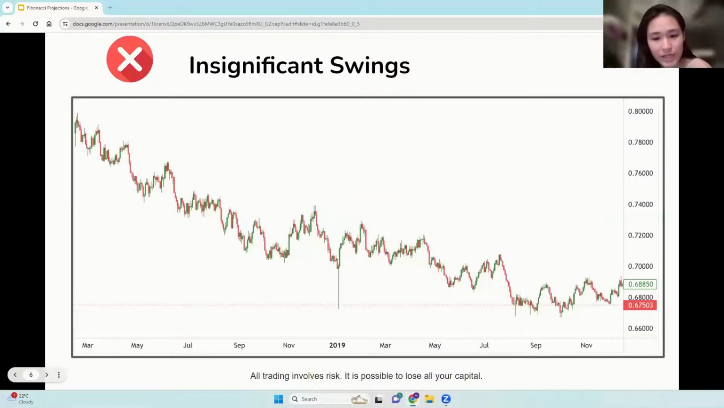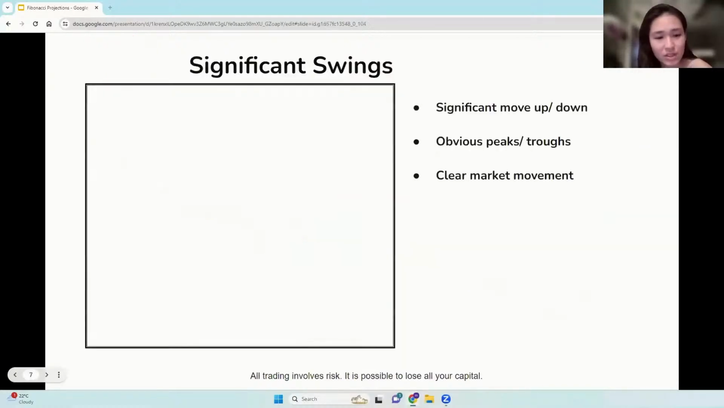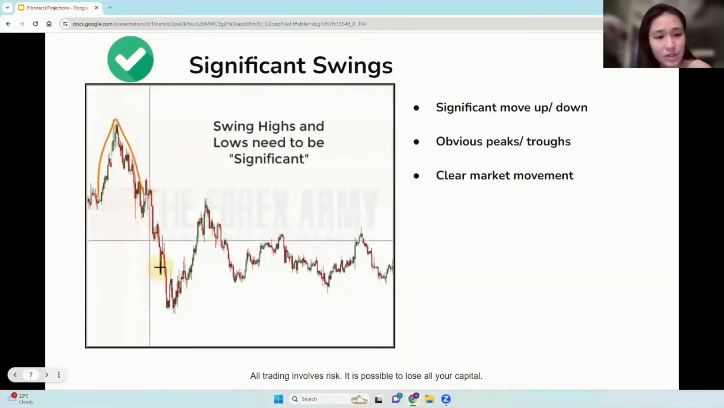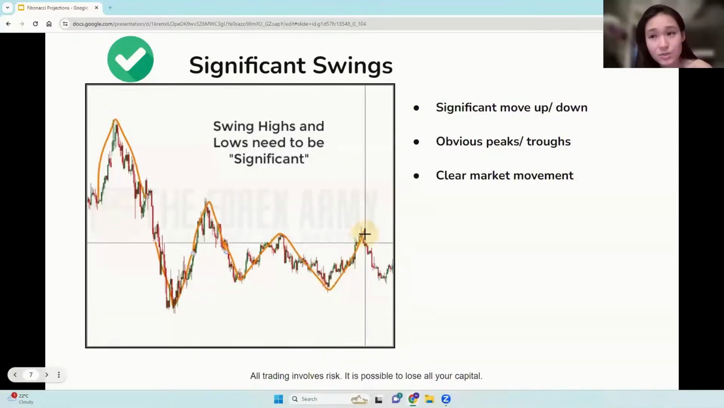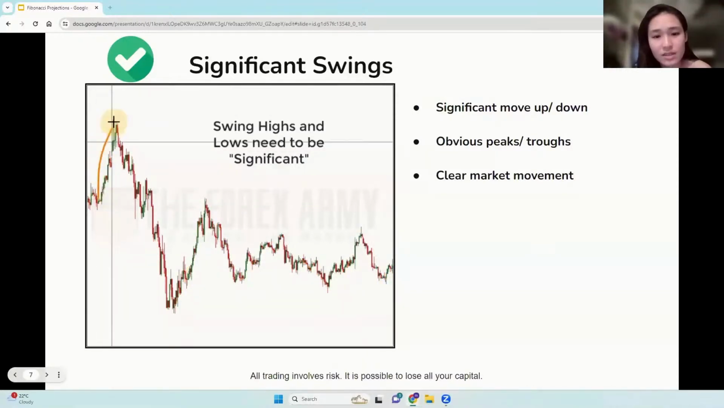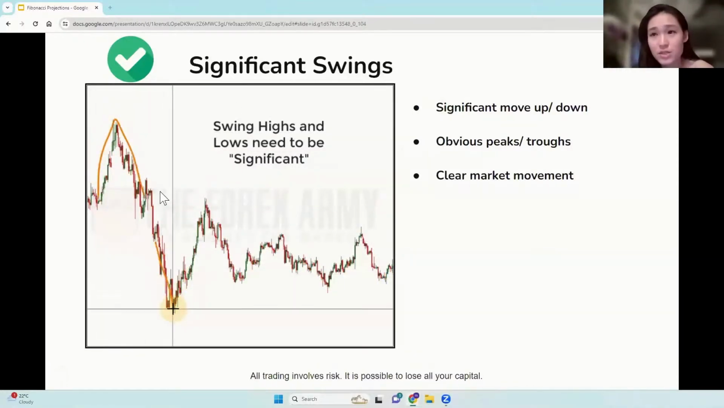Now let's look at some correct examples or things that you should be looking out for. So here's an example of significant swings. You can see that there is a clear move up and down with obvious peaks and troughs, and also there are clear market movements.